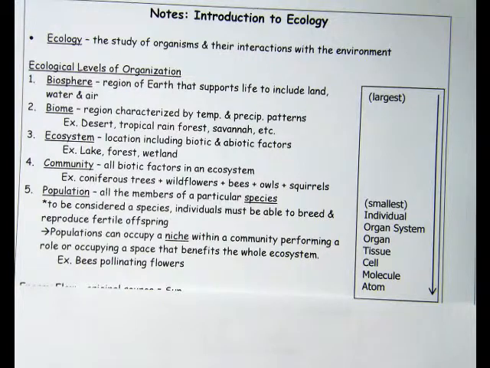Then within a biome, we'll find ecosystems. This is the location including the biotic, so the living factors, and the abiotic, or the non-living factors. So examples, we could have a lake ecosystem. The ecosystem of Medina Lake would be how much water there is, the quality of the water, and then what type of animals and plants are living in Medina Lake. Forests and wetlands are also other types of ecosystems.